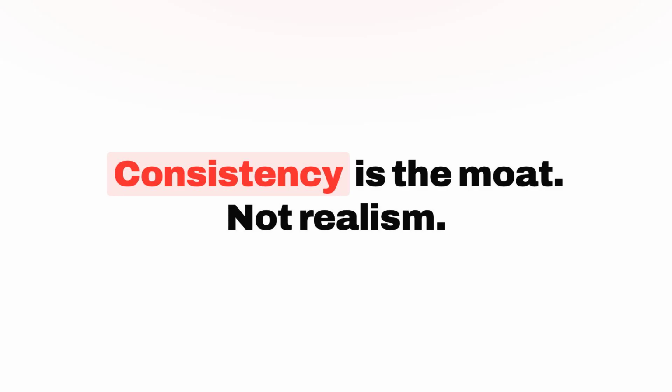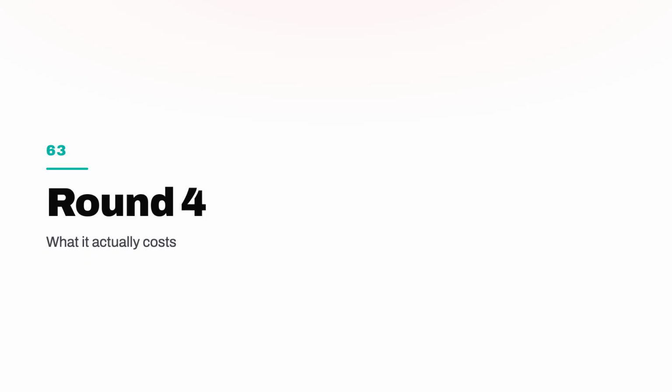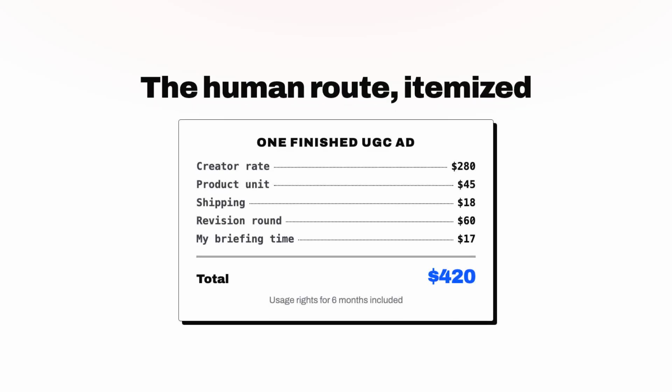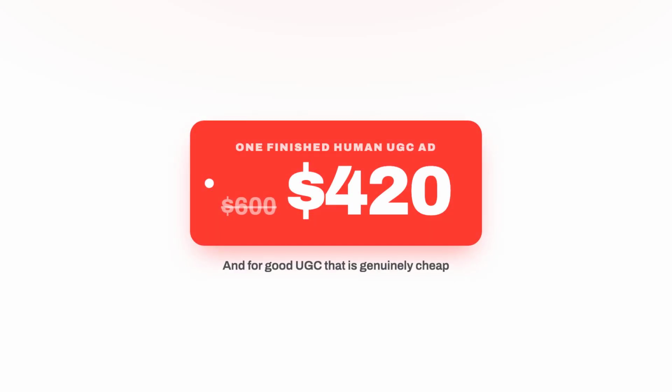Consistency across a batch did not. Round 4, money. And let's do the real maths on this, not the marketing maths. The human route, itemized properly. Her rate, the product I shipped her, the shipping itself, 1 revision round, and my own time briefing her. Call it $420 for 1 finished ad, which honestly, for UGC that good, is cheap.